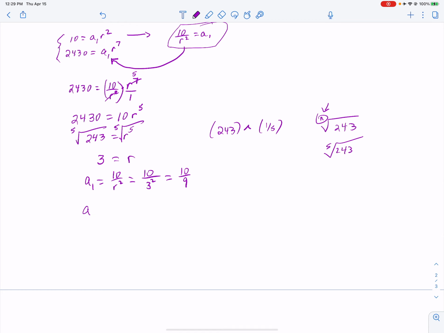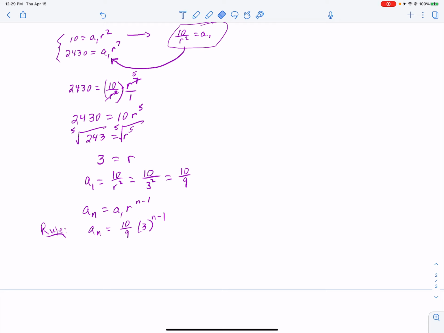So the general term, a sub n, is a sub 1 r to the n minus 1. My a sub 1 is 10/9, and my r is 3. And that is my general term. I should see that in your work as you're working through that. That is the rule you should come up with. Again, number crunching is not going to be accepted as work. You have to show all this that I'm showing.